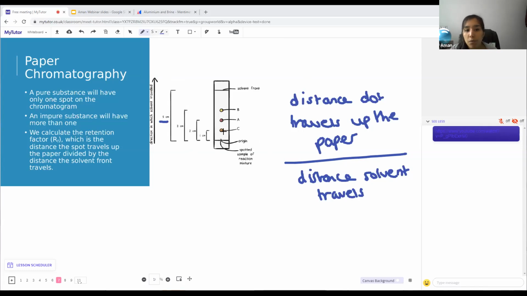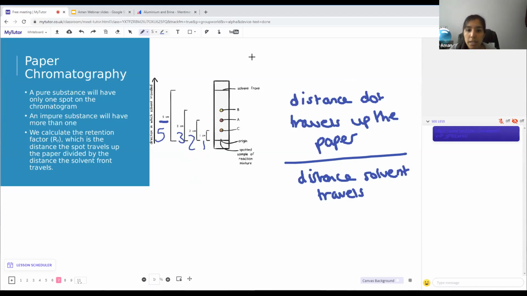Okay, so the retention factor of C then. What's the retention factor of C? It travels 1 and the solvent front is 5. So what's the retention factor? You can give me the answer as a fraction or a decimal or a percentage, whatever you prefer. Good. We've got lots of different answers. So 0.2 or a fifth. Excellent, well done. What about A? If you can't see the numbers, this says 5, this says 3, 2, and 1.